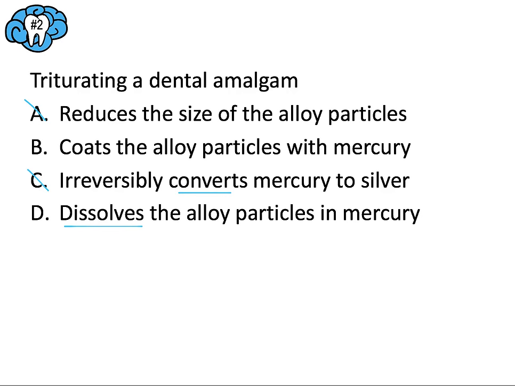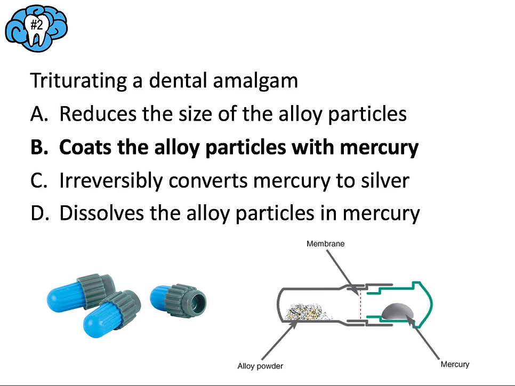So trituration mixes the amalgam components within the capsule where the alloy particles are coated with the mercury from the other side of the capsule. So answer choice B is the most accurate in describing the trituration process. Here we have a look at our amalgam capsules, what they look like on the outside, and this is what they look like on the inside, with the mercury on one side of the capsule, the alloy particle powder on the other, and we have this membrane separating the two, and that membrane breaks once the trituration process starts, and then these two things mix together.